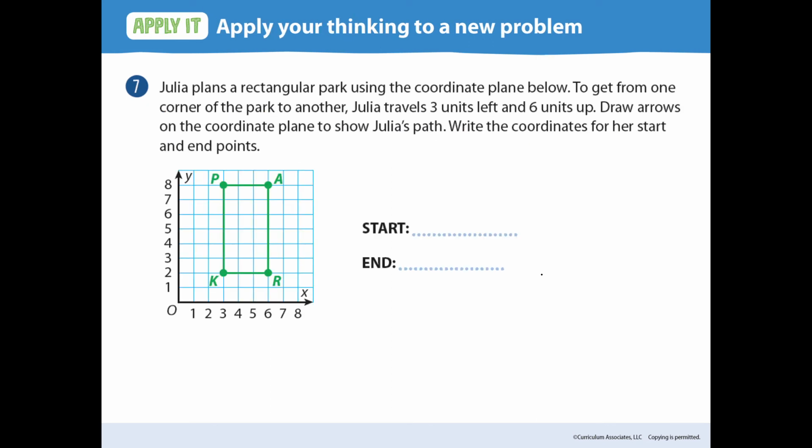Number 7. Julia plans a rectangular park using the coordinate plane below. To get from one corner of the park to another, Julia travels 3 units left and 6 units up. Draw arrows on the coordinate plane to show Julia's path. Write the coordinates for her start and end points. Please pause the video so you can give this a try and then press play.